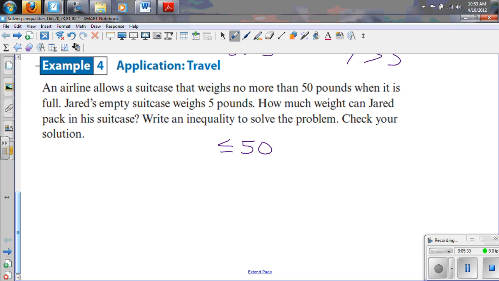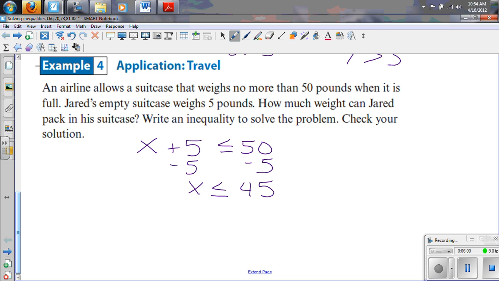So we have something being less than or equal to 50. And then we've got his suitcase, which weighs 5 pounds, plus how much he can pack in it, which we don't know. So x plus 5 has to be less than or equal to 50. So solve this inequality, subtract 5 from both sides. And x has to be less than or equal to 45. In other words, he can pack up to 45 pounds in his suitcase.